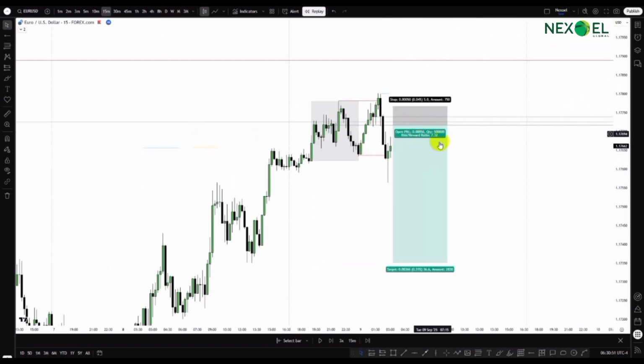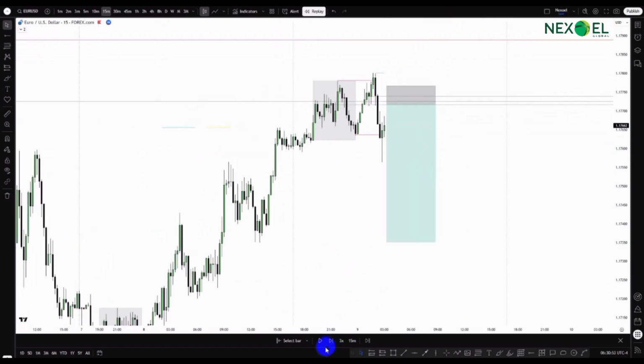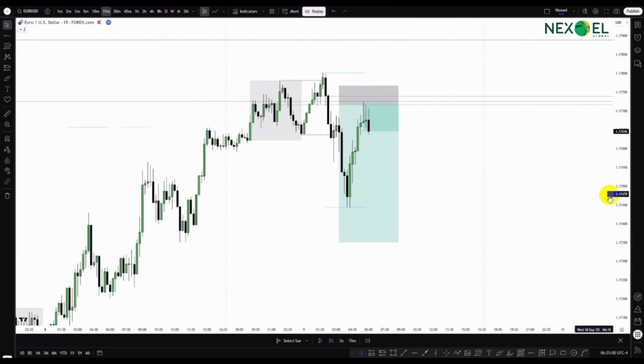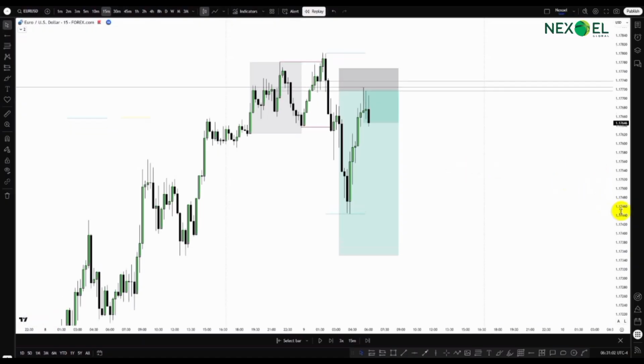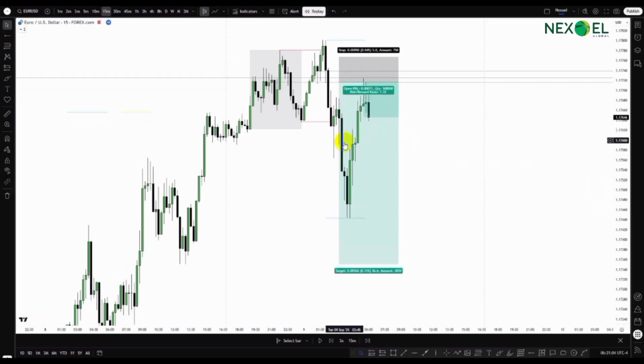So clearly this was the sell setup. Let's play price to see what happened. Okay, price just continued to the downside. All right, so we can see what happened is that price just continued first to the downside.